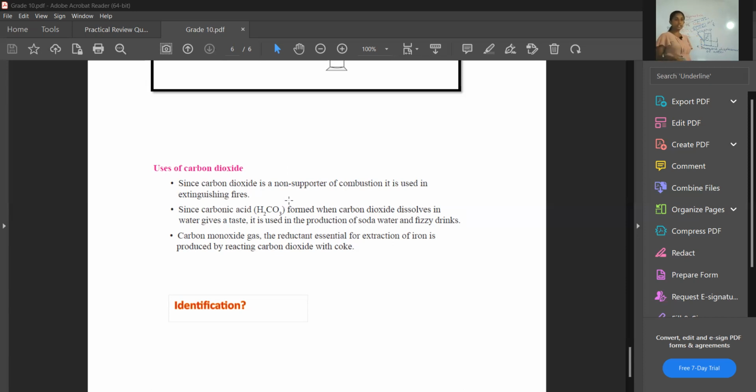Then the next one: how we can identify these three gases. It is very important. Yes, how can we identify these three gases?